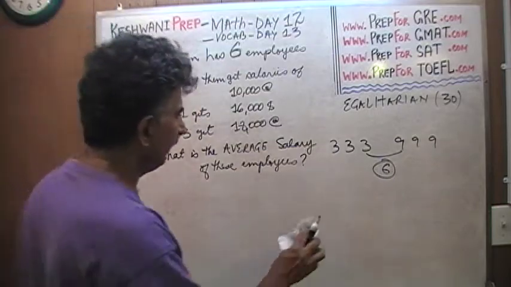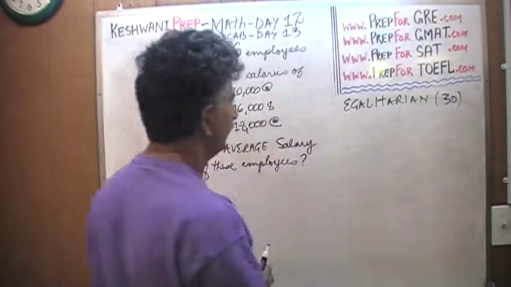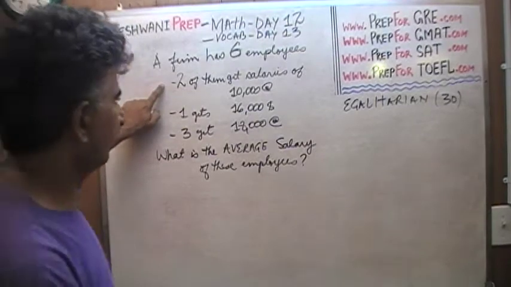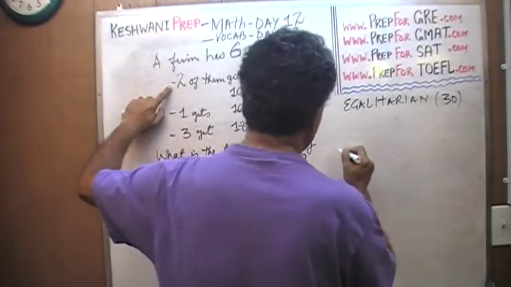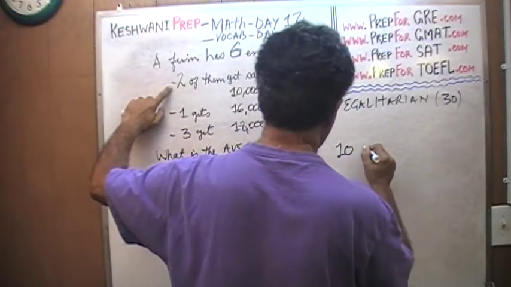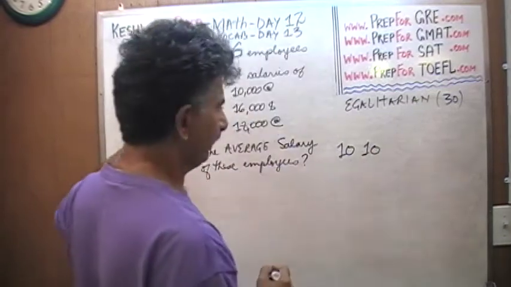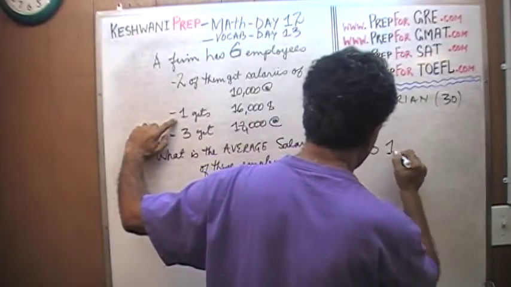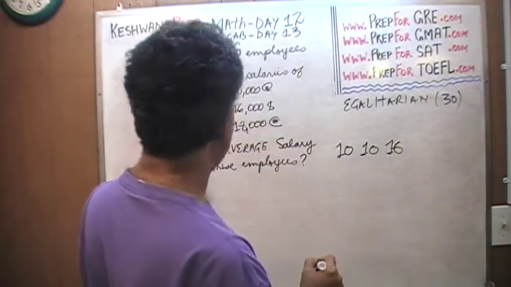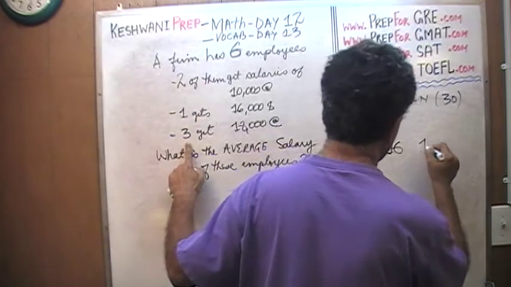Let's do this problem, shall we? We're going to find out how to find the average of these 6 people. So we have 2 people who make 10,000 each. I have one person who has 16,000. And then we have 3 people making 18,000 each.